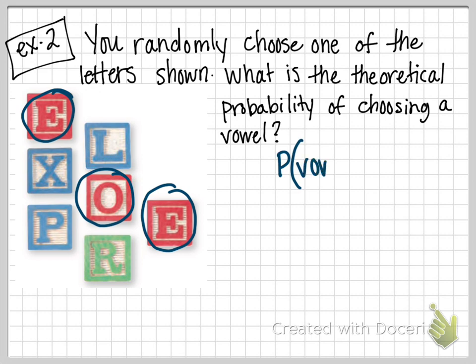Vowels. So we write what we're looking for. The probability of choosing a vowel would be 3, because there's 3 vowels, over 7 total. Exactly. And that's the answer. That is the answer. That's so easy.